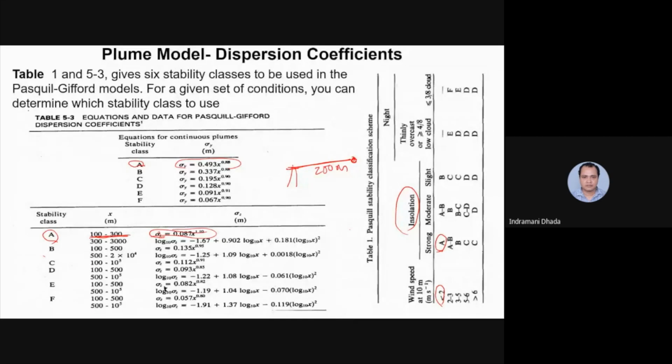What are sigma z and sigma y? Suppose a plume is released here, and in the y direction it is spreading like this. From this to this distance is the sigma y coefficient. If sigma y is more, then it will spread more in this direction and this direction, and if sigma z is more, then it will spread much more in this direction and this direction. So it depends on sigma z and sigma y. That's why we are considering sigma y and sigma z here, and not sigma x, because in the x direction the wind is blowing so fast that it is much more than the spreading of the pollutant in that direction.